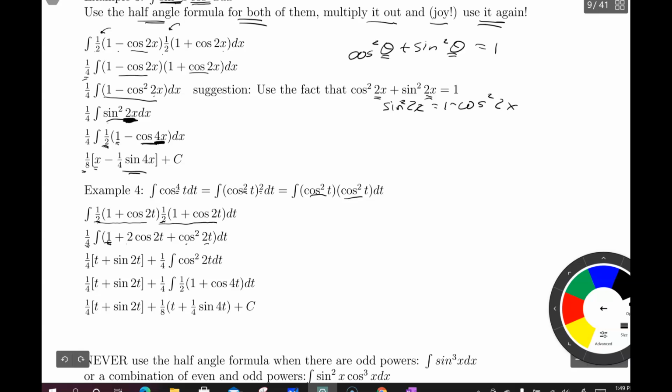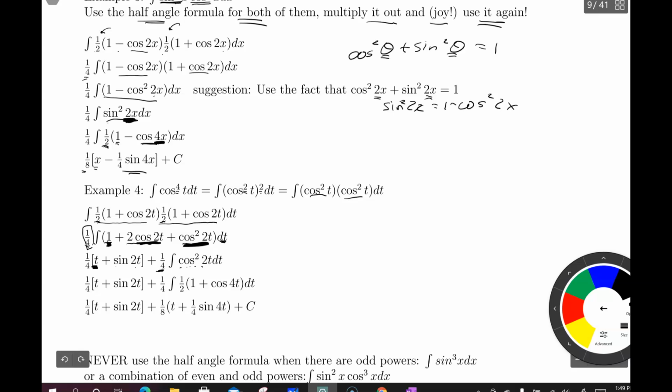I can take the antiderivative of 1 with respect to t and get a t. Careful, right? Antiderivative of 1 dt is t. Antiderivative of this, I'd carry the 2 along, but when I take the antiderivative of this, I would get a 1/2 from the chain rule. So the 2s cancel, so I get sine of 2t. And then this, I have to stop and think, oh, right, this needs the half angle. So I made sure that I put this 1/4 here in the front so I didn't lose it.